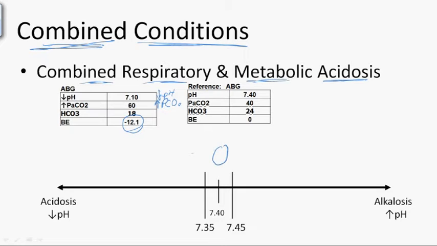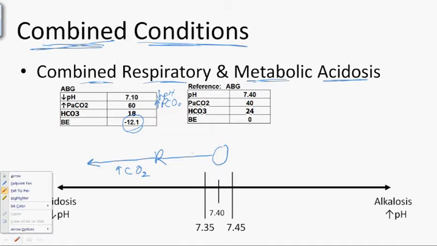Well, let's start with the respiratory component. Start here at a normal range, and because I have increased CO2, I'm going to draw this because that increased CO2 is going to give us a more acidotic blood gas. CO2 is an acid, so it's going to give us an acidotic change in our pH.